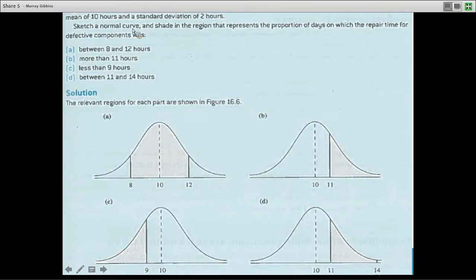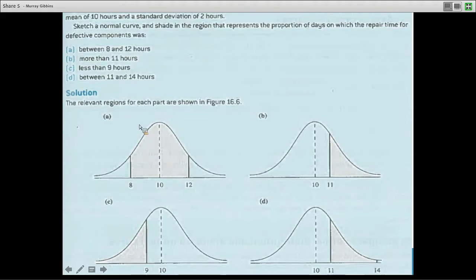And it says sketch a normal curve. This is always a good idea. I always recommend having a piece of paper handy that you can just quickly whip up a bell-shaped curve. If we're in the class, I draw one for every single question so we can picture what we're trying to find. And this says I'd like you to find the proportion of days where the repair time was between 8 and 12. So we would draw ourselves a graph and always put the mean right in the middle. There it is, mean hours of 10. And we're trying to find this area between 8 and 12.